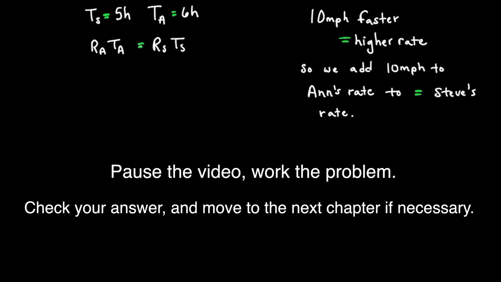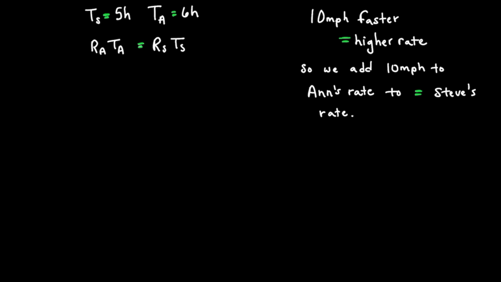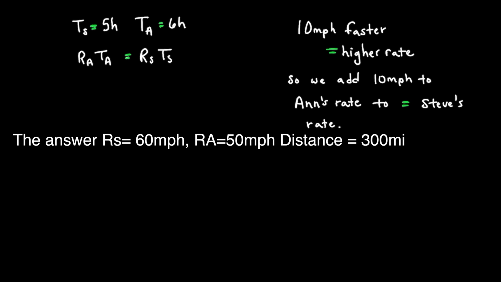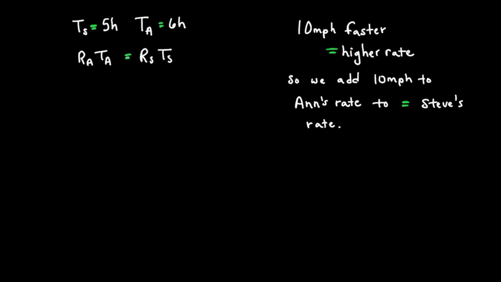Okay, so we know that Steve's time was 5 hours and Ann's time was 6 hours, and that Steve drove 10 miles per hour faster, so he had a higher rate. So we would have to add 10 miles per hour to Ann's rate to equal Steve's rate. And we also know that the distance is the same, so distance equals rate times time. So our rate times time for Ann can be set equal to the rate times time for Steve, since the distance for Ann is the same as the distance for Steve. And we also have this equation, 10 miles per hour plus Ann's rate would equal Steve's rate.